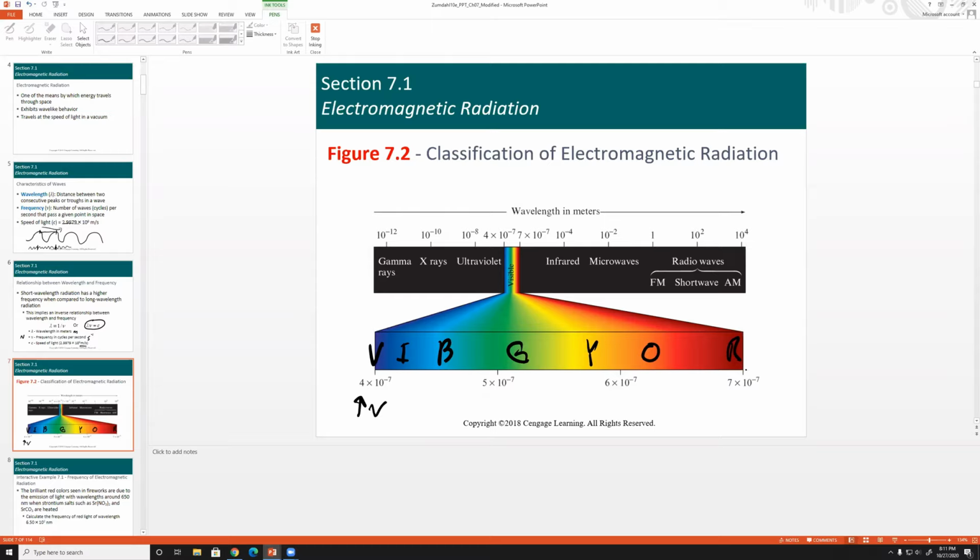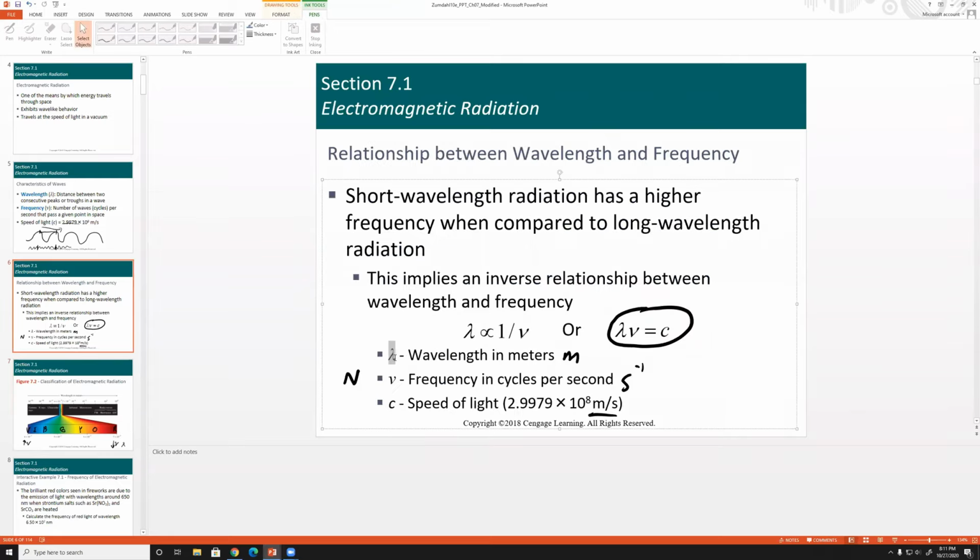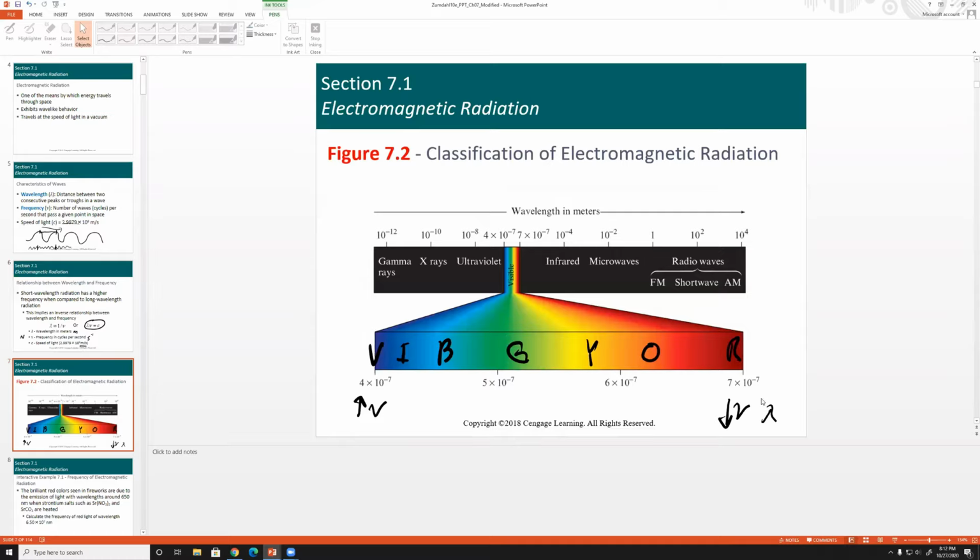If you go all the way to red, red has a low frequency for the visible light. And it has 7 × 10⁻⁷ meters in wavelength. So that means the wavelength, which is lambda. I didn't talk about that Greek letter at all. But yeah, so wavelength is lambda. So that's what that Greek letter is. Anyway, in a radiation like red, where the frequency is low, the wavelength would be high.